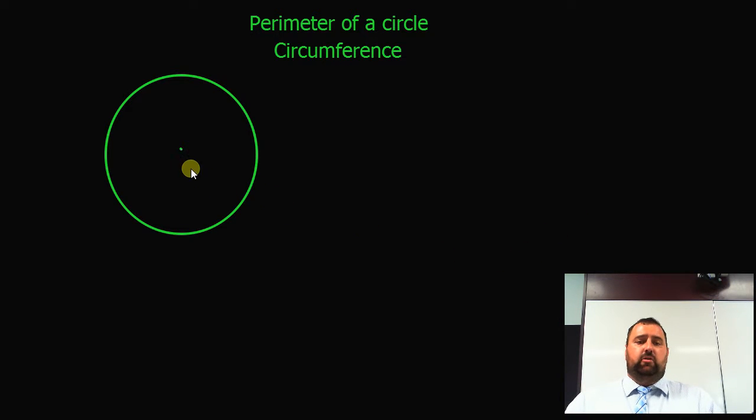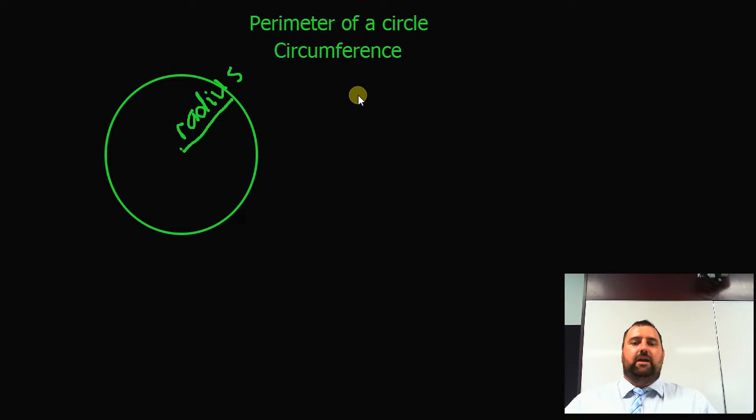So in order to figure out the perimeter of a circle, I only need to know one thing, and that is the distance from the center of the circle to the outside. We call this R, which stands for the radius. Okay, we abbreviate that to R.